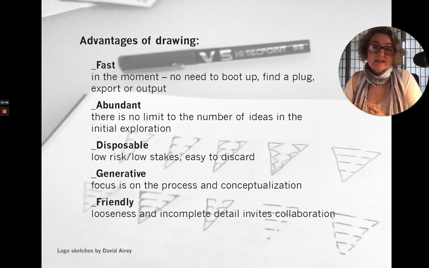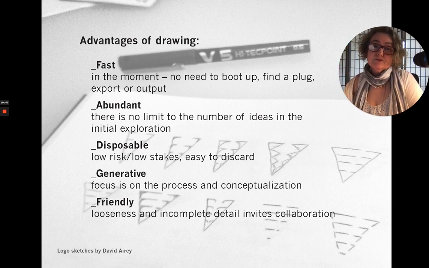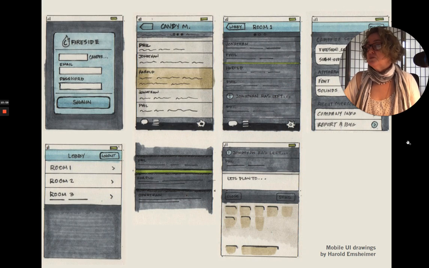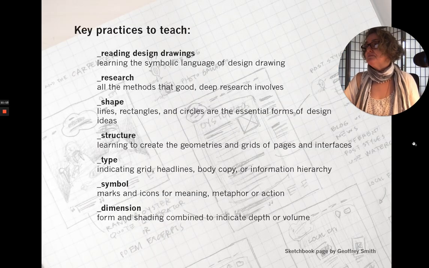It's also friendly. And this goes back to what I was saying before about the communication through drawing. Friendliness means that people feel comfortable chiming in and saying, oh, it's not a finished thing, it's in progress, I'm going to give my input on this. So here's some more examples of some quick and dirty mobile UI sketches. Here's some more images from my design drawing workshops.